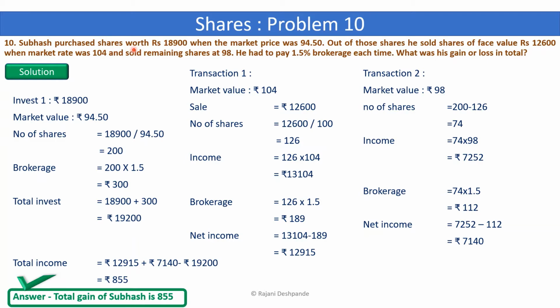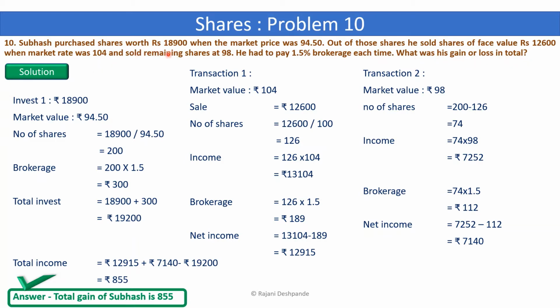Subhash purchased shares worth rupees 18,900 when the market price was 94.5. Out of those shares, he sold shares of face value rupees 12,600 when the market rate was 104 and sold the remaining shares at 98. He had to pay 1.5% brokerage each time. What was his gain or loss in total?